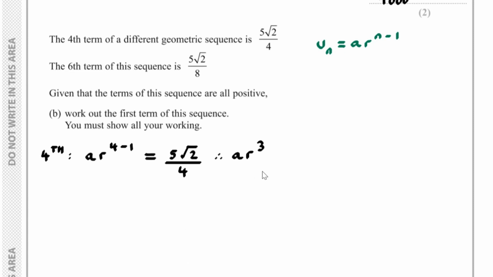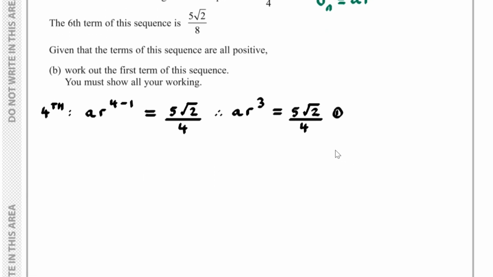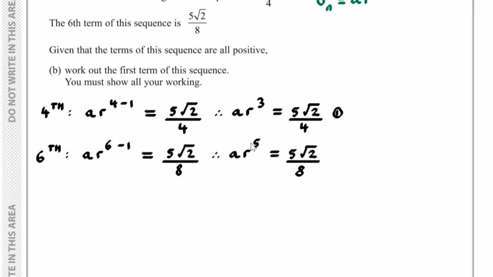And for this, what we can conclude from this then is ar to the 3 is equal to 5 root 2 over 4. For the sixth, we've got ar to the 6 minus 1, that's equal to 5 root 2 over 8. And if we simplify this, ar to the 5 is equal to 5 root 2 over 8.